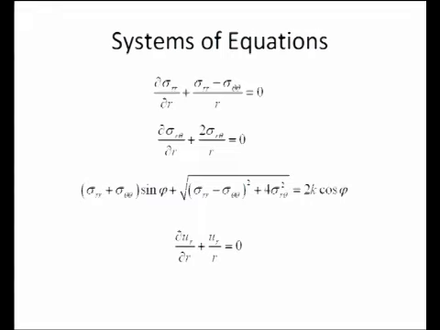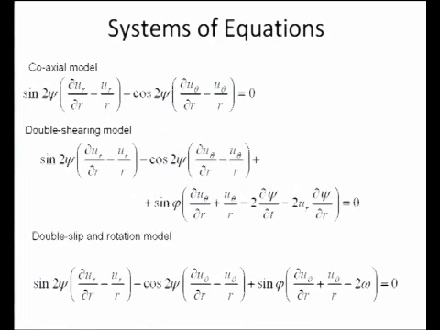The system of equations can be divided in two groups. The first group is shown here on this slide, and these equations are the same for all four models. It is a reduced system for plane strain axisymmetric deformation. It consists of two equilibrium equations, the yield condition, and the incompressibility equation. The classical pressure-independent model is obtained if phi equals 0. So these equations are the same for all models.